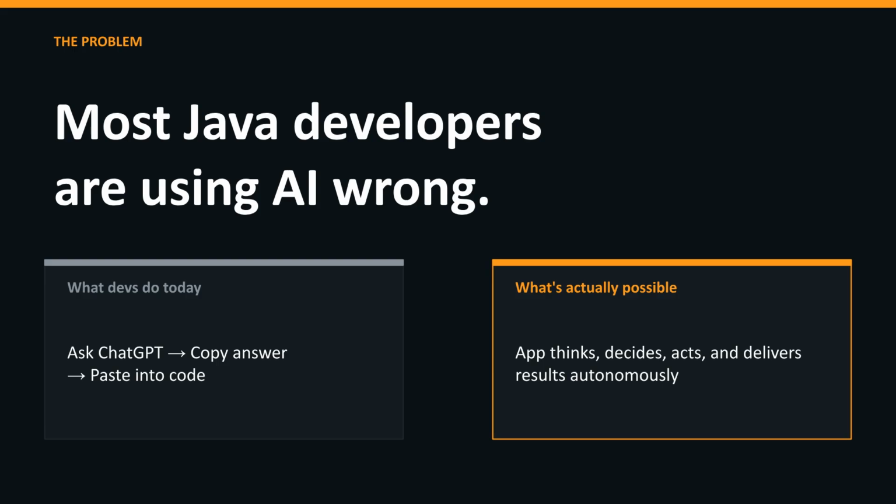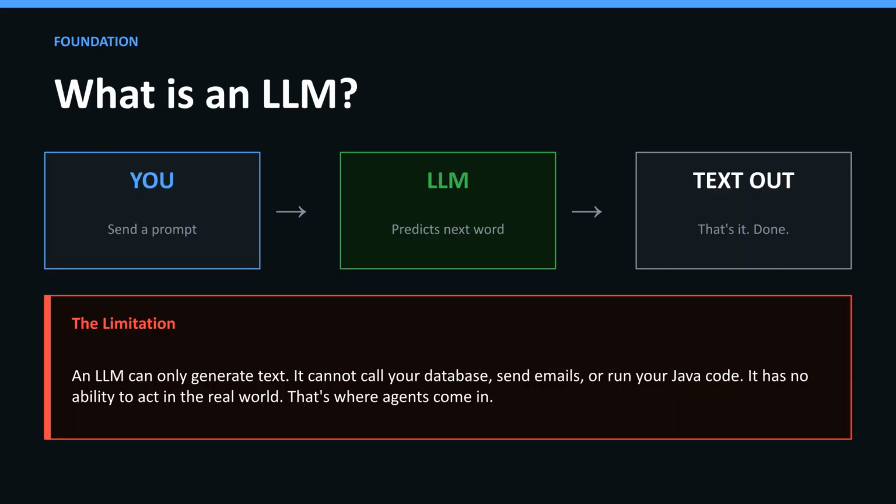Look at the two cards on screen. On the left, what most developers do today. Ask ChatGPT, copy the answer, paste it into code. On the right, what is actually possible. An application that thinks, decides, acts, and delivers results completely on its own. That gap is what this series is about. Let's close it. First, let's make sure we are on the same page about large language models, LLMs.